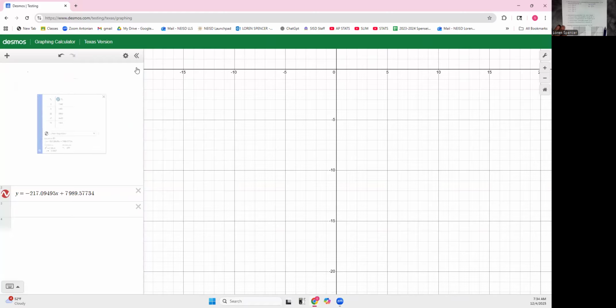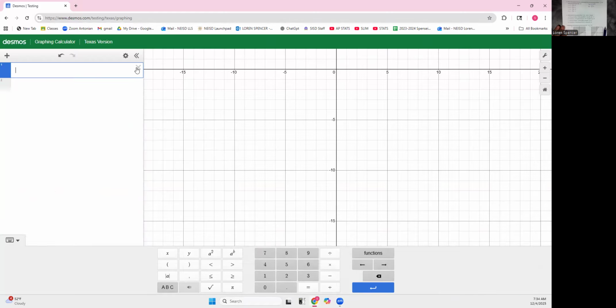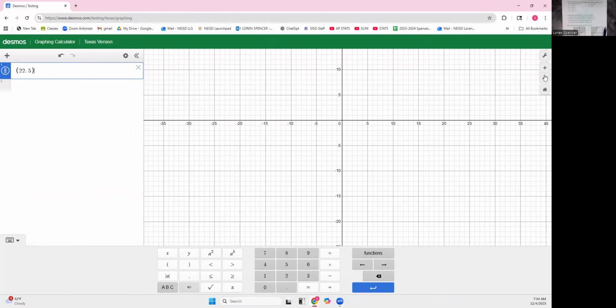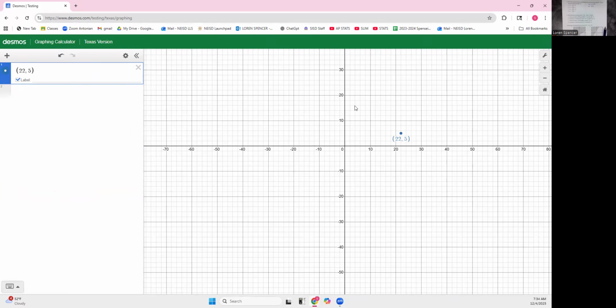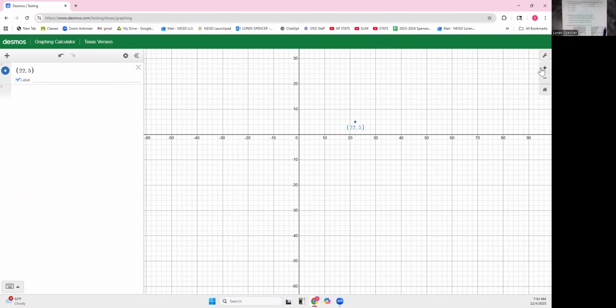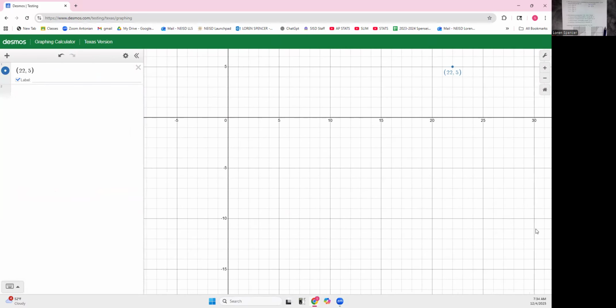And the first thing I'm going to do is plot the point that they gave me. And they gave me the point of 22, 5. So parenthesis 22, comma, space 5. Okay. And I'm going to zoom out. Well, that should have been a comma, not a period. Make sure you use a comma. There we go. And I'm going to have it label that point. There it is. Yay, we have a point.